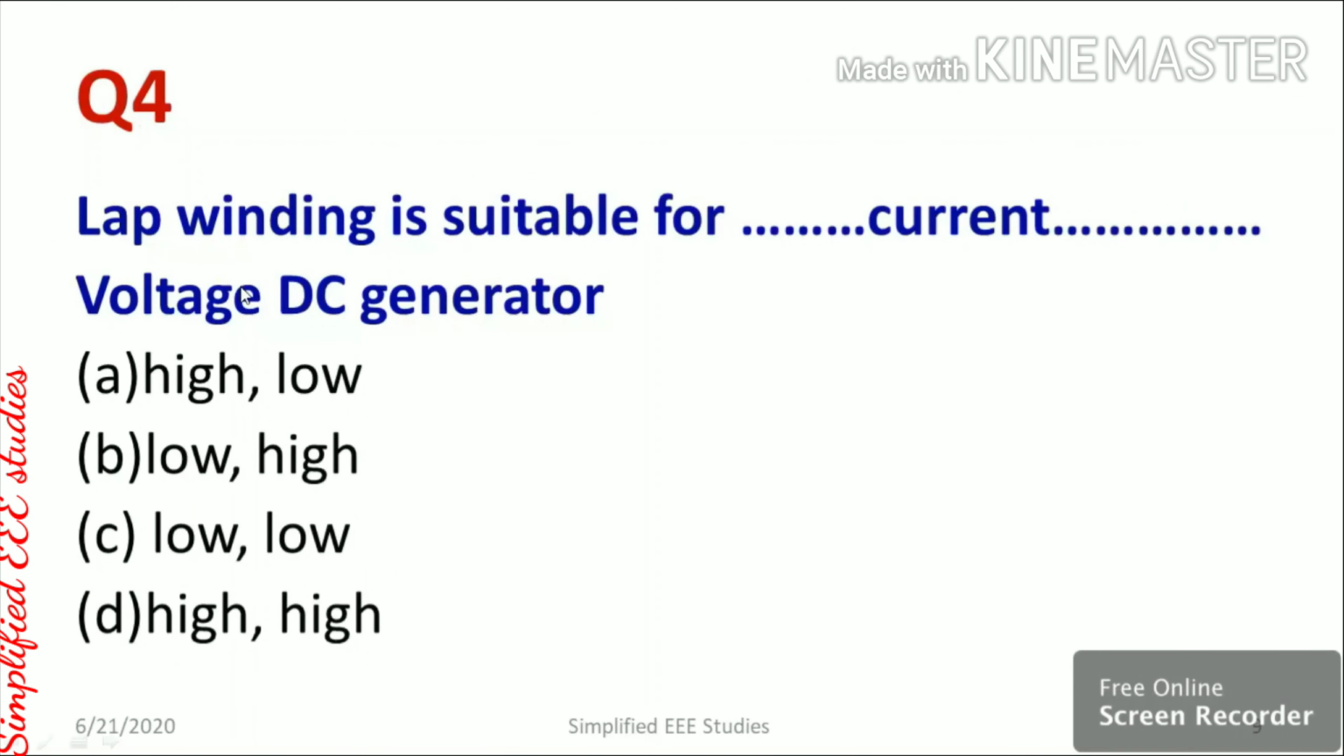Moving on to question number 4. Lap winding is suitable for dash current dash voltage DC generator. It is a question related to DC generators. So we have two types of winding, lap winding and wave winding. Regarding the question, lap winding is suitable for high current and low voltage systems. Definitely I can go for option A.